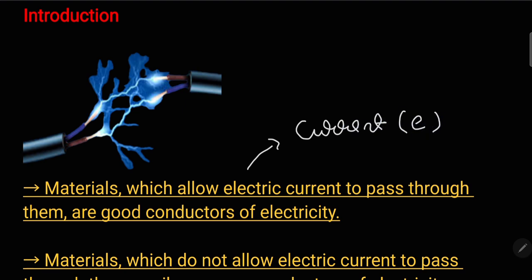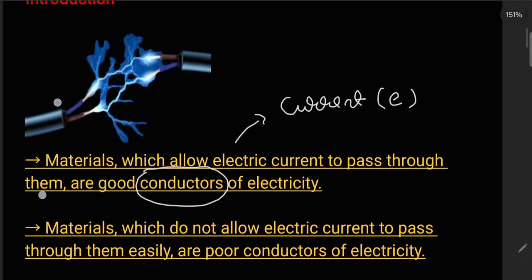It means the flow of electrons in a conductor, such as a wire, is known as current, right? The material which allows this flow of current is known as a conductor. A material which easily allows it is known as a good conductor of electricity.